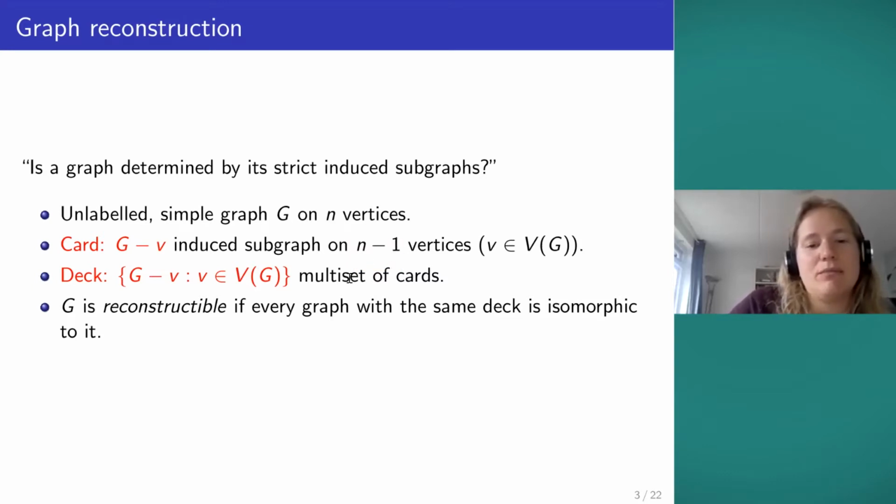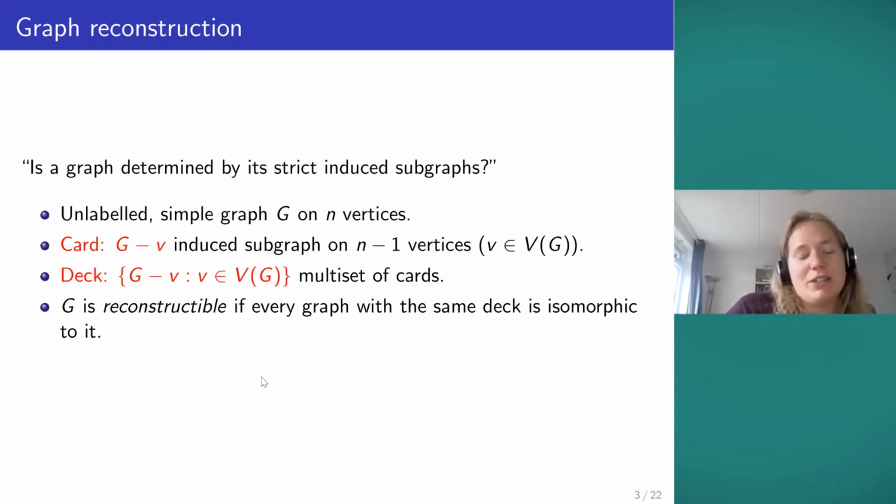Now we get the multiset of cards. So we allow multiples, as we saw on the previous slide. And we want to know if, given this stack of cards, can we get back the original graph? This will always be up to isomorphism. So we say that the graph is reconstructible if every graph with the same deck has to be isomorphic to it.